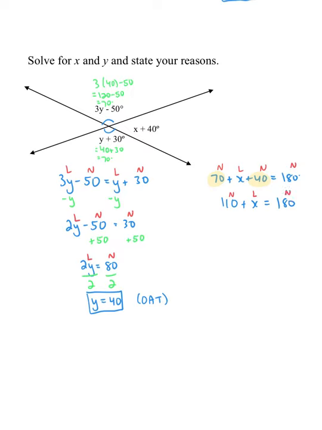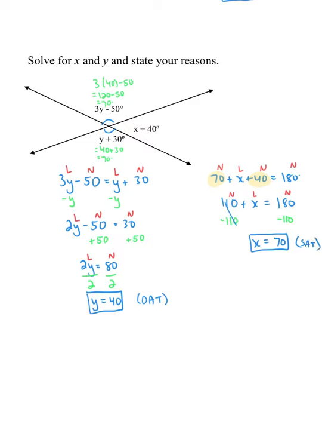So now I have a number and a letter on the left side and a number on the right side. So I want all my letters on the left side and all my numbers on the right side, as I already have a letter on the left side. And to do that, I need to subtract 110 from both sides. So I'm left with x equals 70. And the reason for that is the supplementary angle theorem, or SAT.